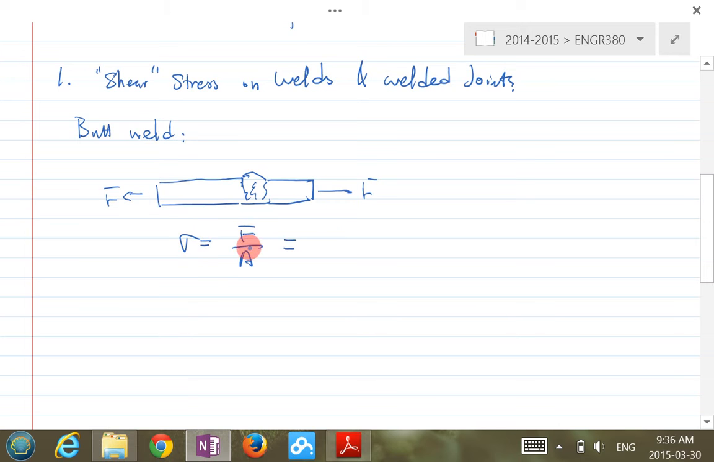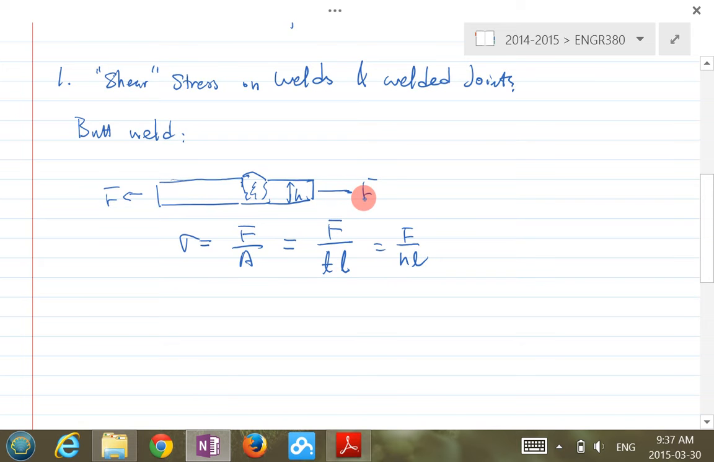So the A at here, what we do is we take the A as the throat area, which is basically H times L, or T times L, depending on how you define. Let's say if they define it as H at here, then if you use a T at the beginning, you can see that's the same as F over HL. Okay? So this is the loading.